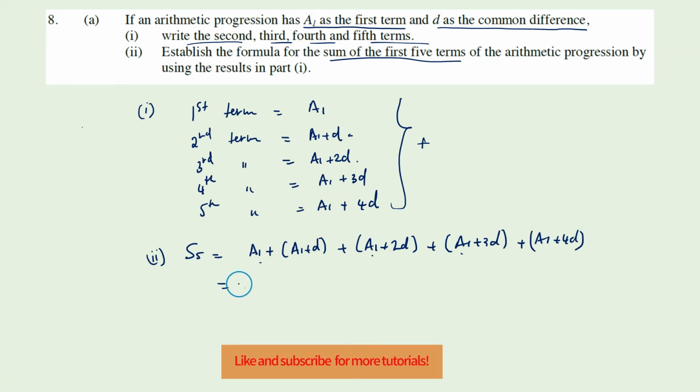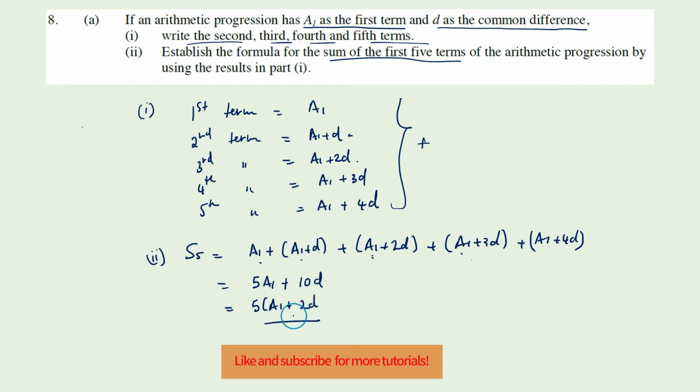If you add this all up, so 1, 2, 3, 4, 5, you get 5a1 plus, there's 1d there, add 2, 3, add 3, 6, add 4 is 10, so plus 10d. And this will give you 5 times a1 plus 2d.